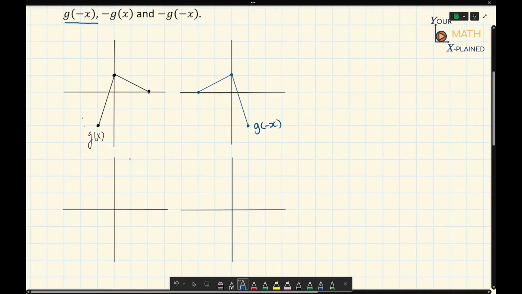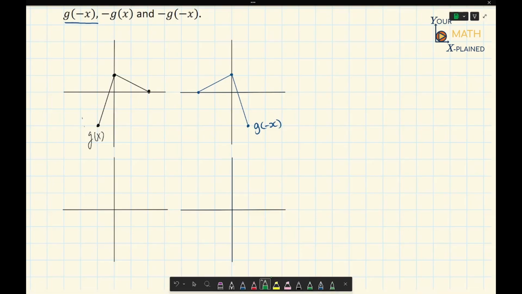The next one is going to be negative g of x. So negative g of x means the y values are changing signs. So we're flipping over the x-axis. That means this point is going to stay on the x-axis. The point that used to be 0, 1 is now going to be 0, negative 1. And then the point here that was originally negative 1, negative 2 is now going to be negative 1, positive 2.